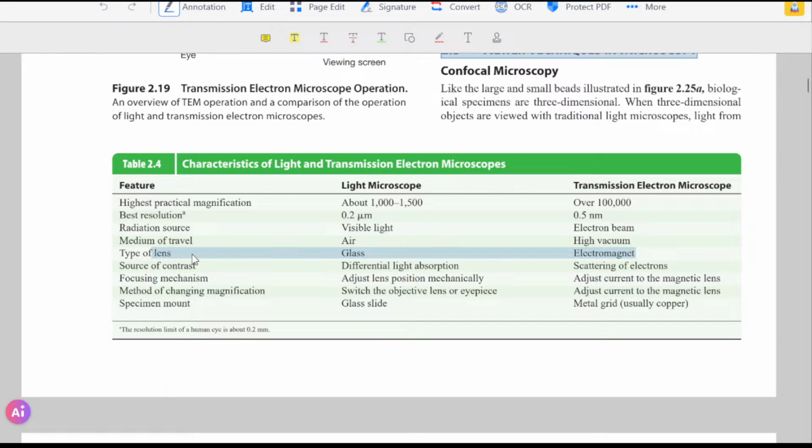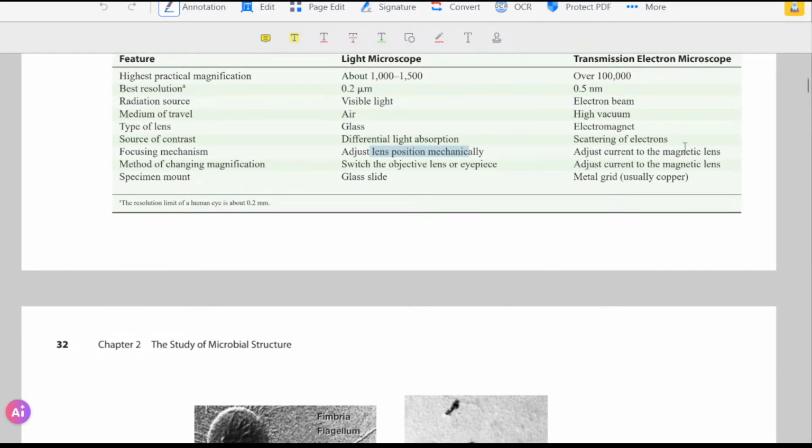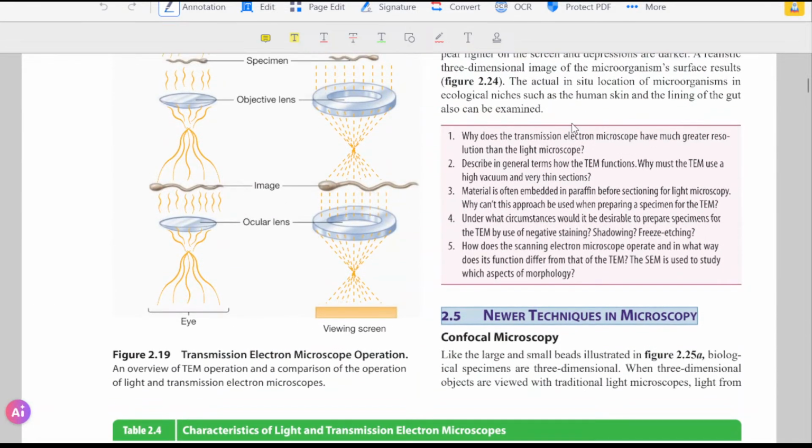Type of lens is glass, while there it is an electromagnet, no lens. Source of contrast: differential light absorption, like the light absorption works, right? While there it is the scattering of electrons. Contrast means how they elevate the object, which area is upper, lower, and that's what you use to make an image. Focusing mechanism is adjusting the lens position mechanically, while there you adjust the current to the magnetic lens. Okay, so this is a magnetic lens. I have never heard of a lens that is magnetic. I just thought that these were condensers.